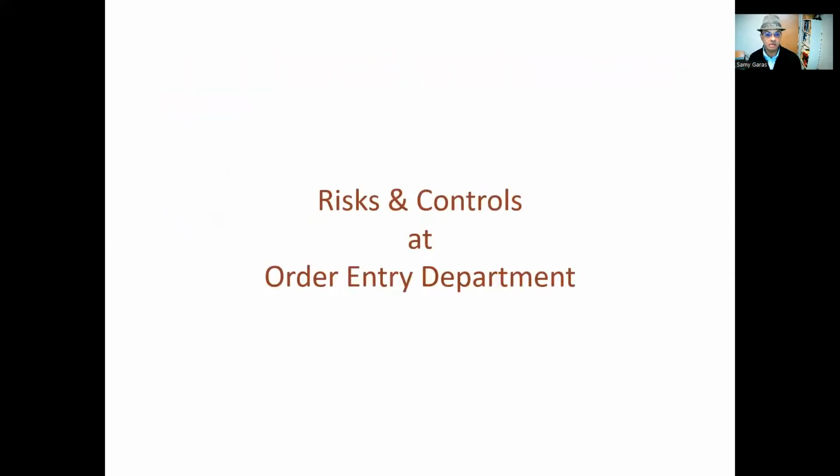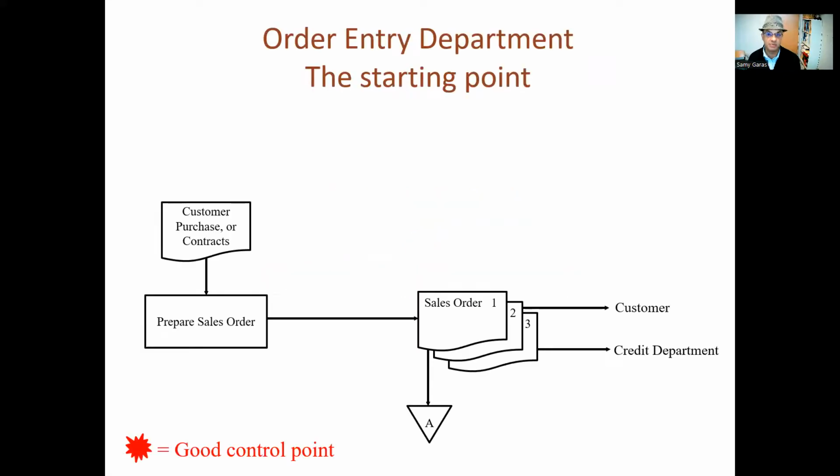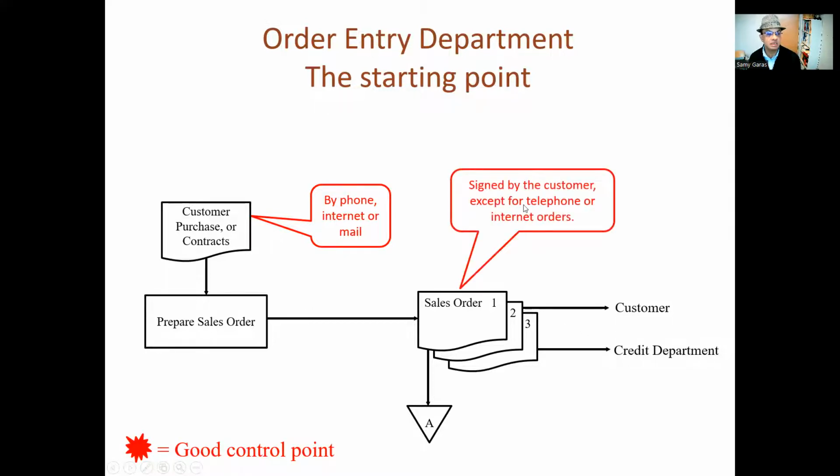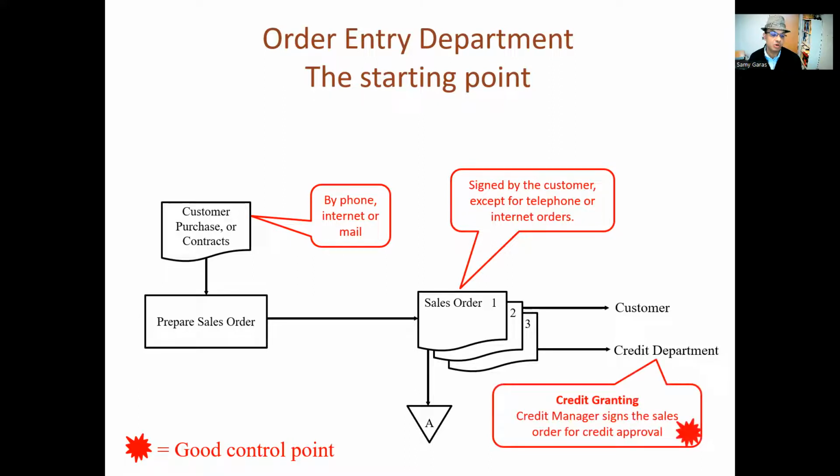Now let us go through the risks and control in every department of the revenue cycle, starting with the order department, the order entry. So usually we get the customer purchase or contracts either by document, or we can get it by phone or through emails. And then we prepare the sales order. For the sales order, we have one copy goes to the customer, another one to the credit department.